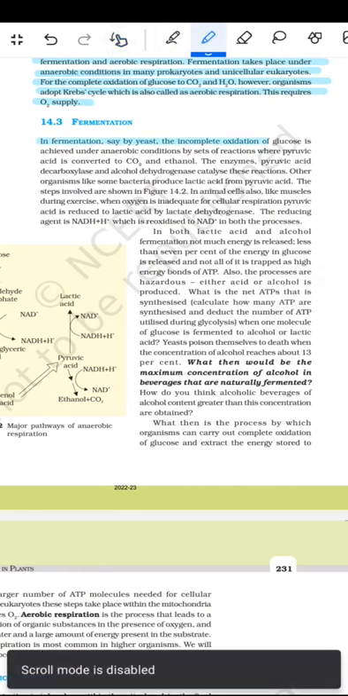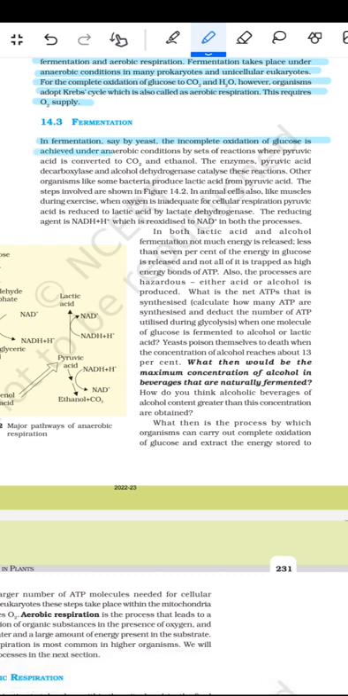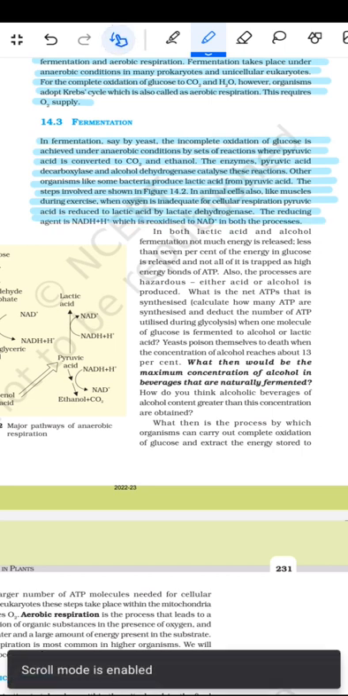In fermentation, say by yeast, the incomplete oxidation of glucose is achieved under anaerobic conditions by a reaction where pyruvic acid is converted to CO2 and ethanol. The enzymes pyruvic acid decarboxylase and alcohol dehydrogenase catalyze this reaction. Other organisms, like some bacteria, produce lactic acid from pyruvic acid. The steps involved are shown in figure 14.2. In animal cells also, like the muscles during exercise, when oxygen is inadequate for aerobic respiration, pyruvic acid is reduced to lactic acid by lactate dehydrogenase. The reducing agent is NADH+H+, which is reoxidized to NAD+ in both processes.